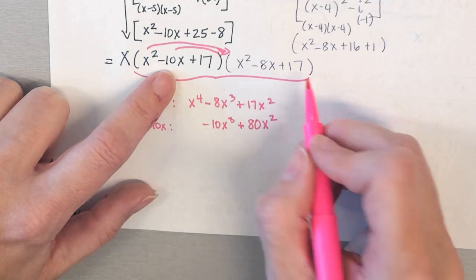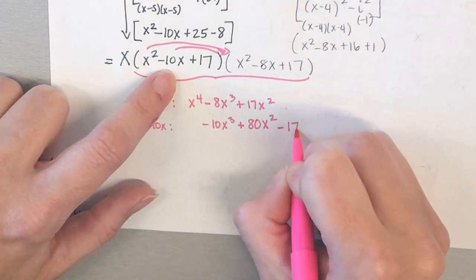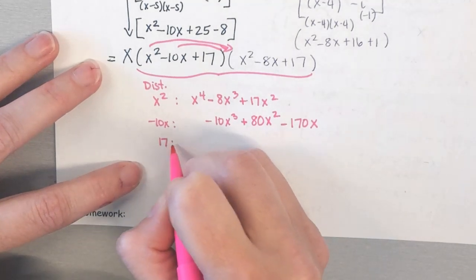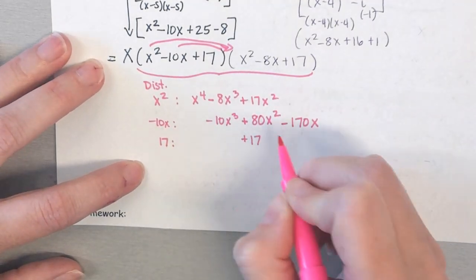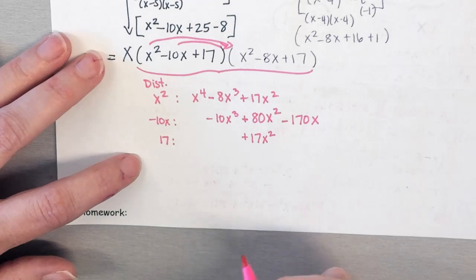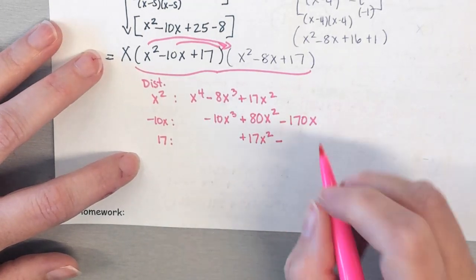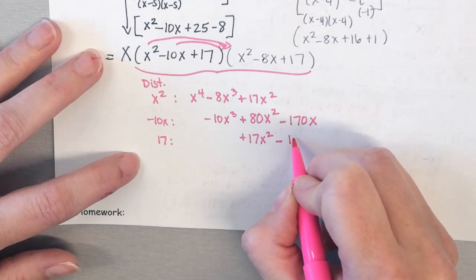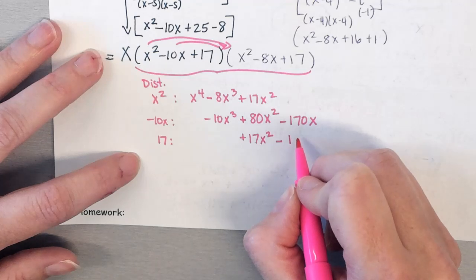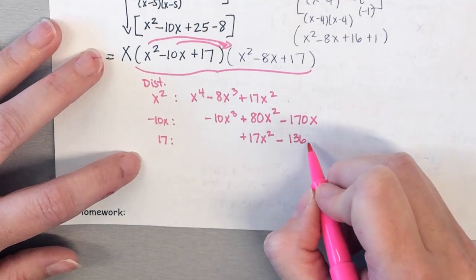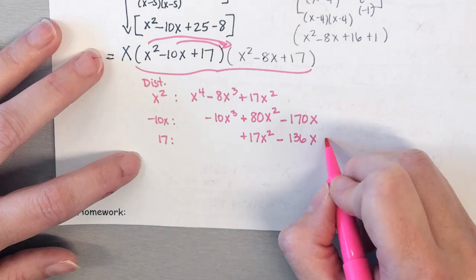Okay, and then negative 10 times 17, negative 170x. And then my last distribution will be 17. Okay, so 17 times negative 8, what does that get you? Negative 136. Can you just check it for me? Is that what you got? All right, and then we know 17 times 17, 289.